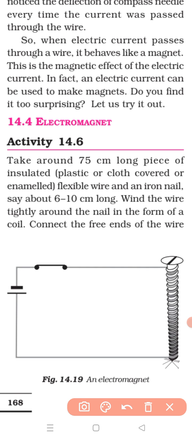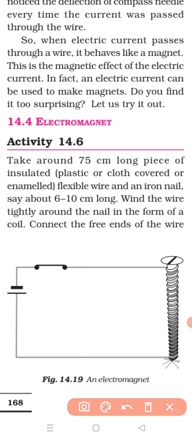Wind the wire tightly around the nail in the form of a coil, just like this, the setup which is shown over here in the figure. You have to wind the copper wire around the iron nail, just like this. Clear?